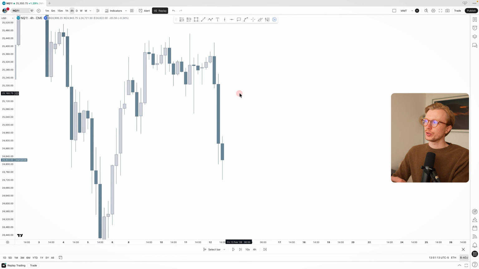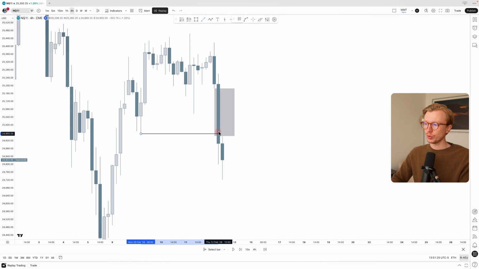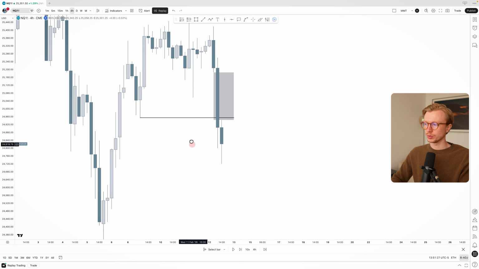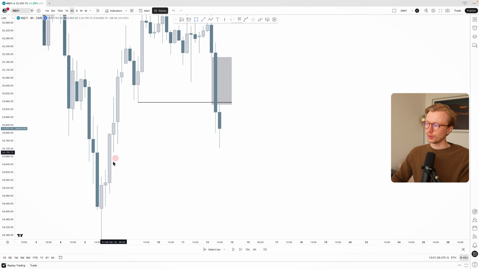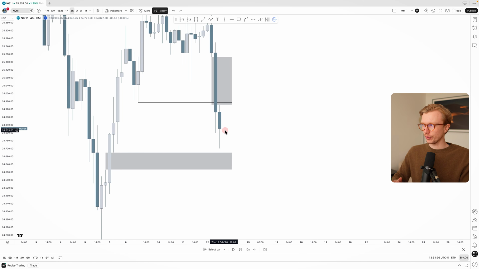So if we take a look at the chart, we are currently looking at NASDAQ. The first thing we should be doing is just marking out the PD arrays that we went over. For example, right here we see this bearish fair value gap. We also have this bearish order block towards the left. And here we have a bullish fair value gap. These are all the closest PD arrays on the 4-hour time frame at this moment in time that are close to the current price we are trading at.